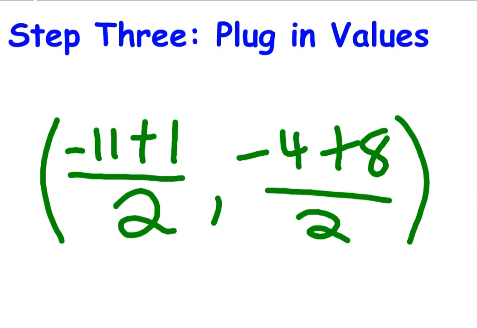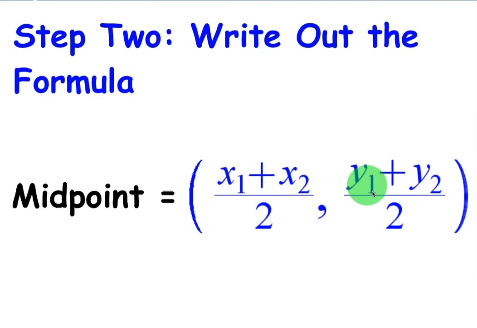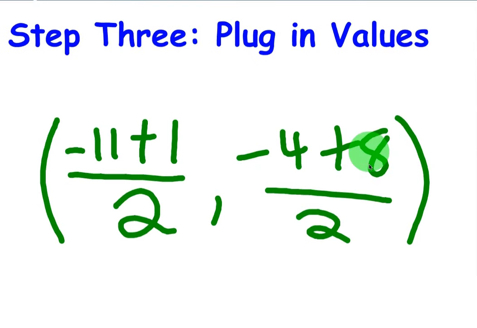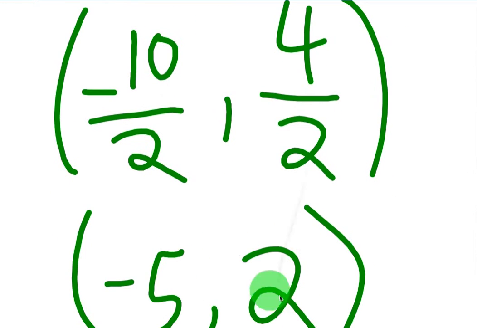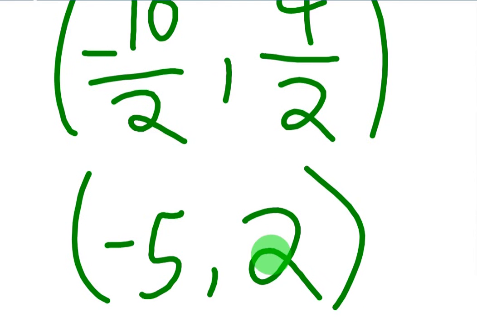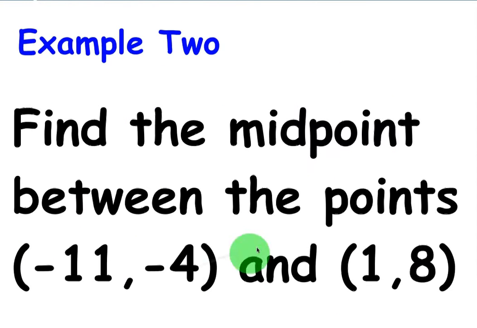So anyway, here we go. Here's our x1 plugged in. Here's our x2 plugged in to that formula. And then here is our y1 and y2. And we are going to then solve that. So what's -11 plus 1? That's -10, right? -4 plus 8 is 4. So we have that. And then simplifying that, negative 10 over 2 is negative 5. 4 over 2 is 2. Might as well write m equals, because that's our midpoint. So we found that to be our midpoint. Negative 5 comma 2 is our midpoint between (-11, -4) and (1, 8).